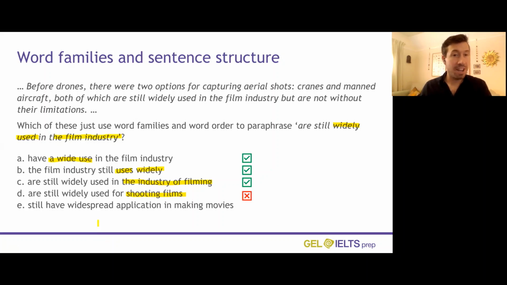And then finally it says widespread. Okay, widely and widespread, that's a word family. But use and application, that's synonyms. And the film industry and making movie, that's using synonyms as well. So that one's using synonyms and word families, to paraphrase.